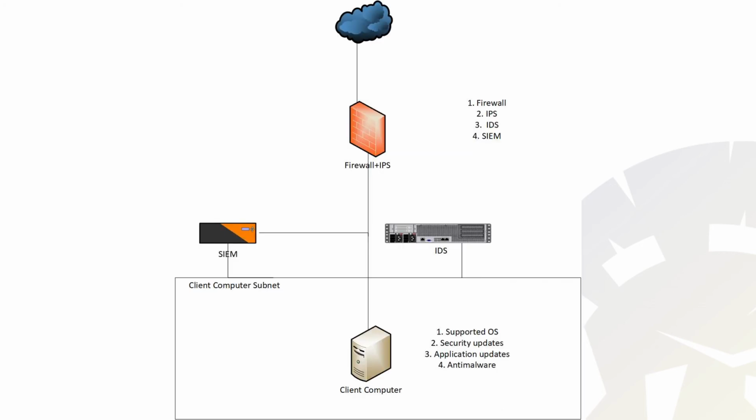Here's a diagram showing, in this case, the 8 layers of security that I'm proposing for ransomware defense. Starting at the bottom, you see the importance of running a supported operating system, keeping your operating system updated with security updates, running application updates periodically, and you see the anti-malware client there. And then if you go a step further out to the network layer, you see the firewall, the intrusion prevention system, the IDS, and the SIEM.